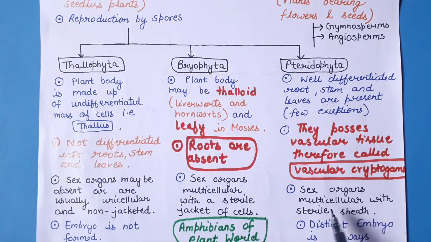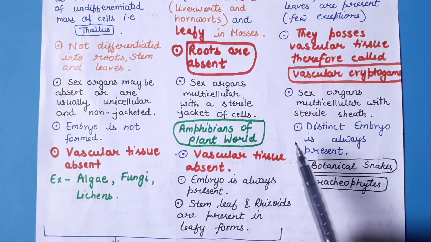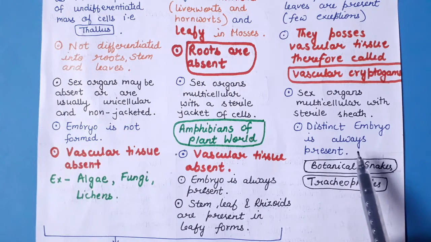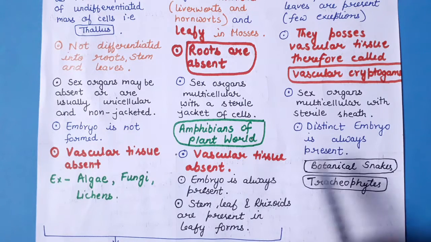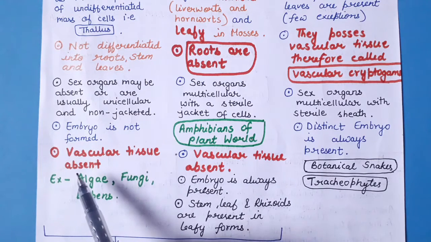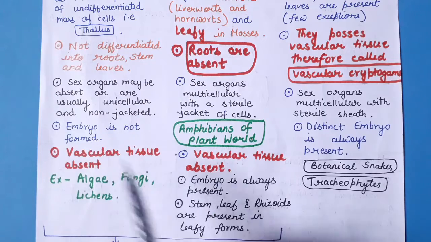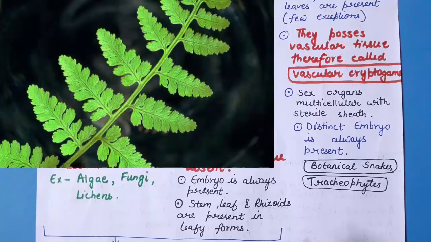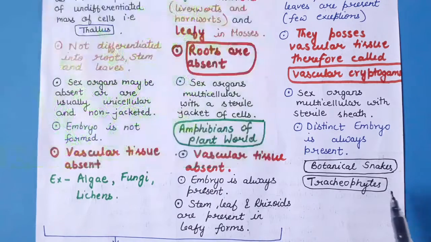Sex organs are multicellular with a sterile sheath. So in Thallophyta, the sex organs are unicellular. In Bryophyta, the sex organs are multicellular, and again in Pteridophyta the sex organs are multicellular. Distinct embryo is always present. So in both Bryophyta and Pteridophyta, a distinct embryo is present. However, in the case of Thallophyta, embryo is not formed. Pteridophytes are also called botanical snakes or tracheophytes.